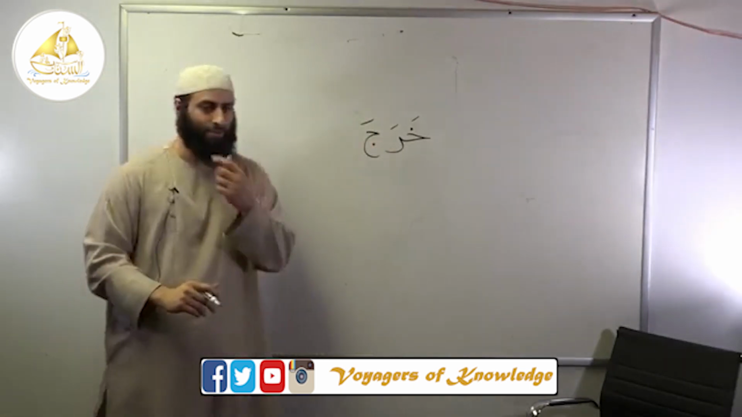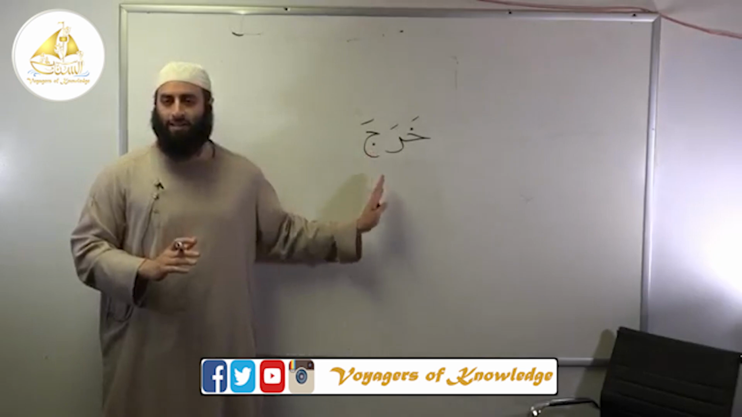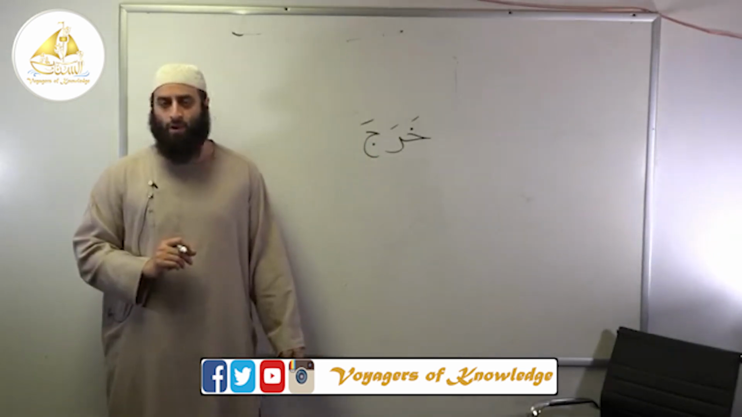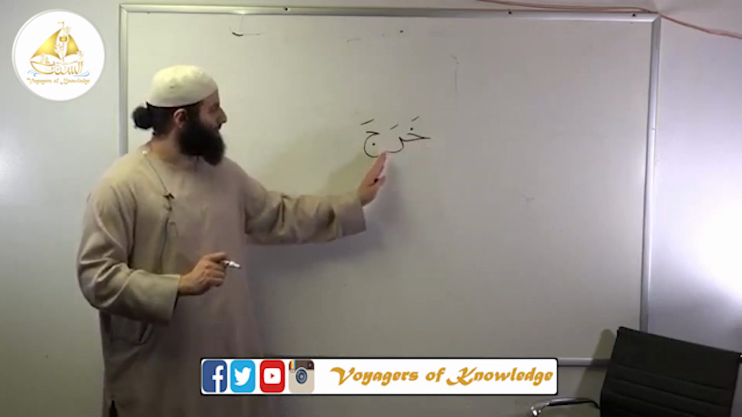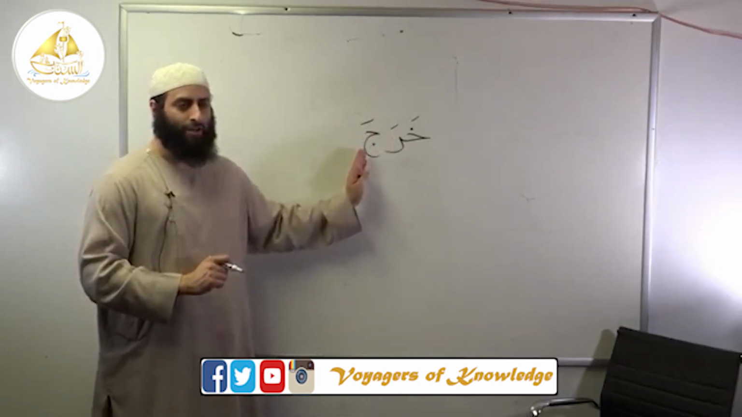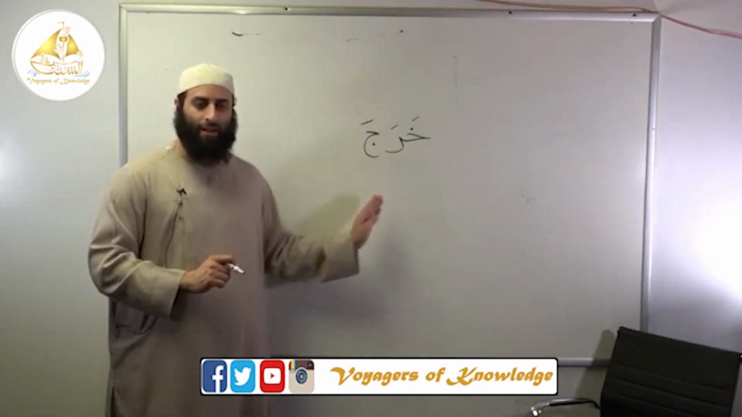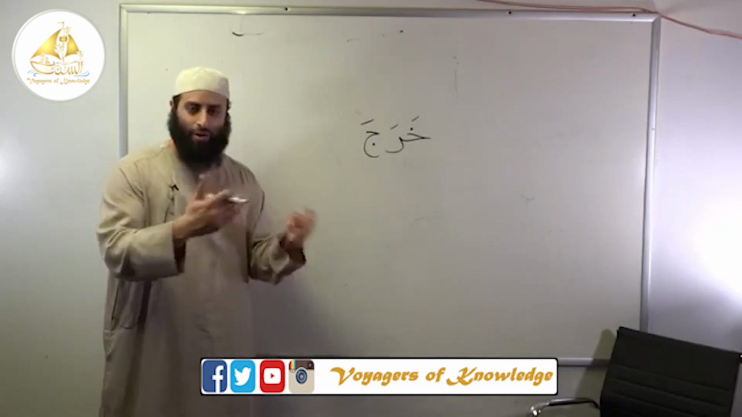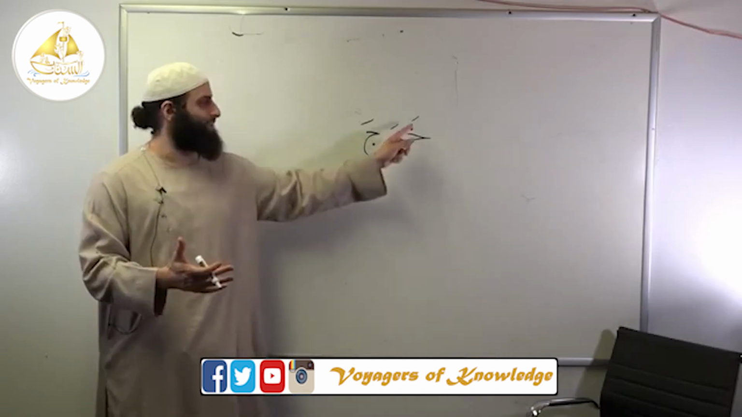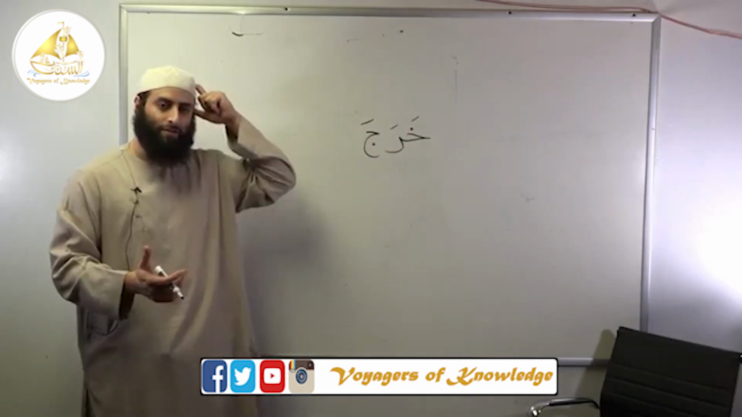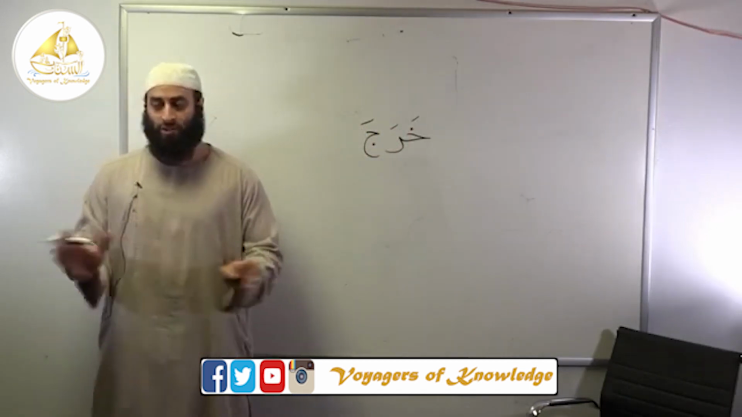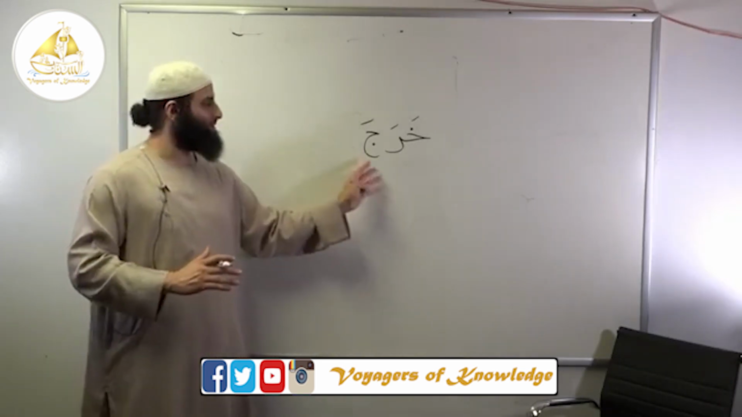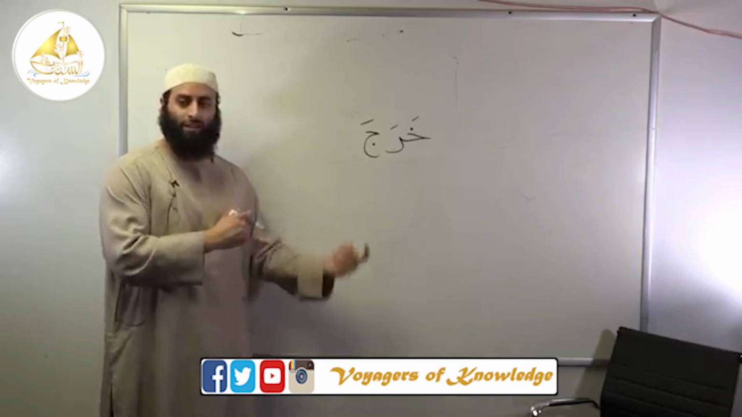A lot of times, this is a past tense verb, and they look like this: kharaja, dhahaba, akala, sa'ada, sajada. Do you see how they all are? It's like fatha, fatha, fatha. It's not always like that. There are still a lot of words that are not like that, but this is how you can tell right away that it's a verb.